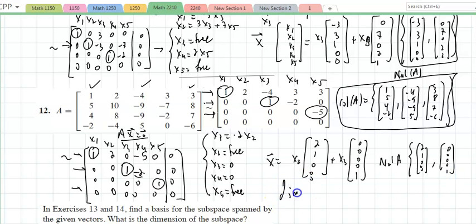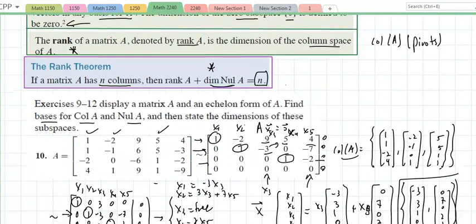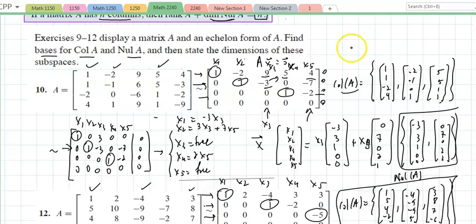So the dimension of the null space of A is 2, and the dimension of the column space of A must be 3 by that definition. They must add up to the total, which is 5. And here, did I find it? No, I didn't. The dimension of the column space of A is actually 3. That makes this a 2.